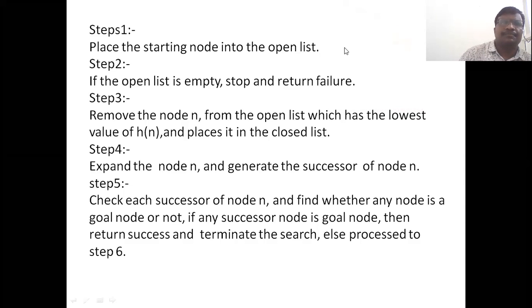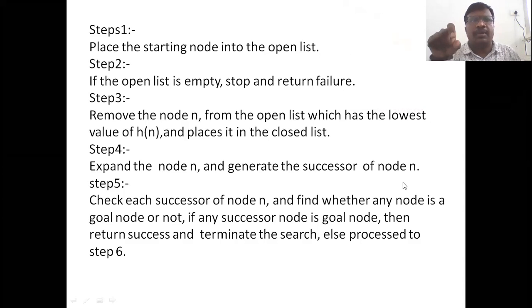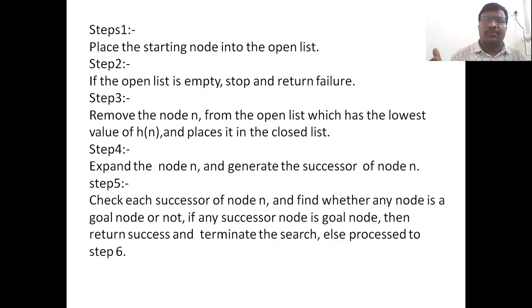Now, what are the steps of the best first search? The first step is to place the starting node into the open list. Second step: if the open list is empty, then stop and return failure. Third step is to remove the node n from the open list which has the lowest value of h(n), and place it in the closed list.